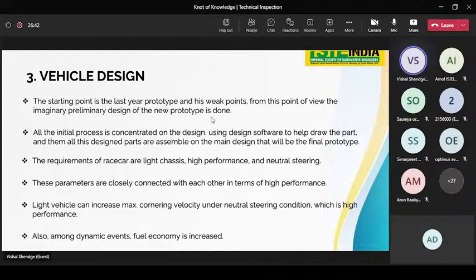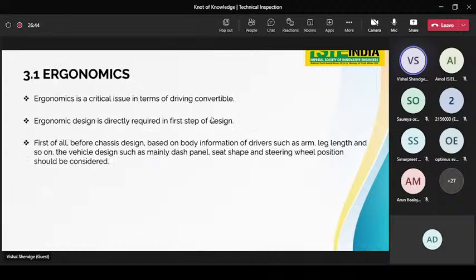The first part while designing is ergonomics. It is a very critical issue in terms of driving comfort. Ergonomics design is directly required in the first step of the design. First of all, before chassis design, based on the body information of drivers such as arm and leg length, the vehicle design, mainly dash panel, seat shape, and steering wheel position, should be considered.